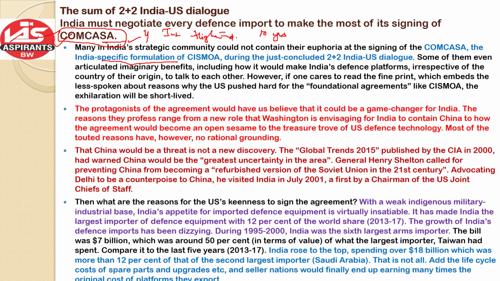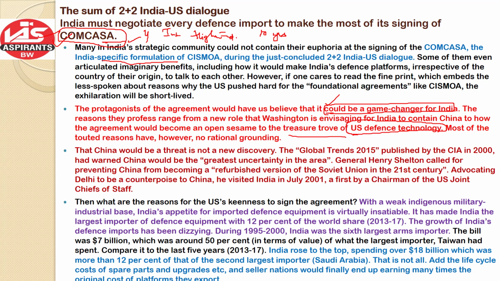So what the author is saying is that the people who are favoring this agreement, COMCASA, are saying that it could be a game changer for India. But the author says that this is not the case. Okay, we are not going to get the technology from the US, because the US will not give the technology so easily to anyone. If you are saying that it will open the treasure of US defense technology, then they are not going to give the technology. They will only sell their military equipments. So this is what the author is saying.